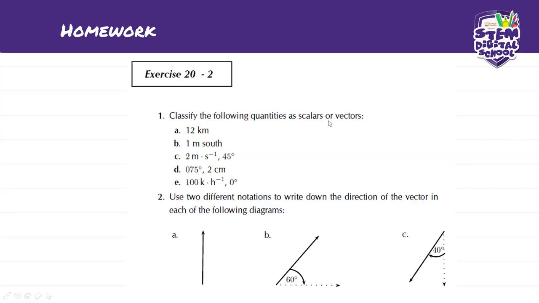Here it says classify the following quantities as scalars or vectors. But guys, as you remember, we've actually done a lot of problems with scalars and vectors. So we know that this one is a scalar, this is a vector, this is a vector. Because it's got direction and magnitude, this one is a vector as well.